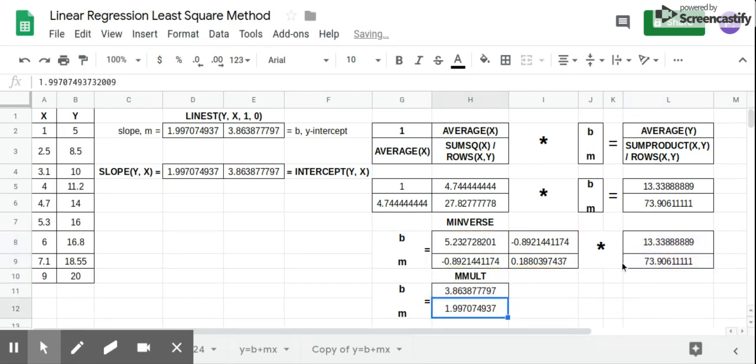This completes the calculation of B intercept and M slope in a trendline equation of linear regression using least square method.